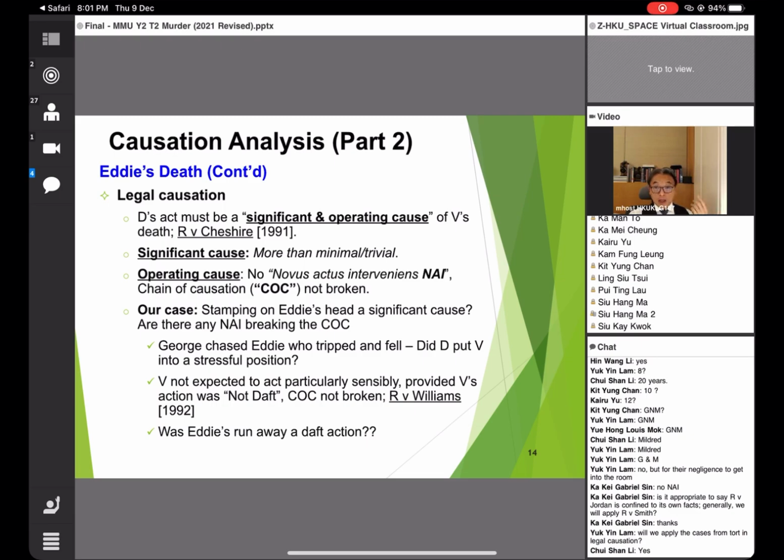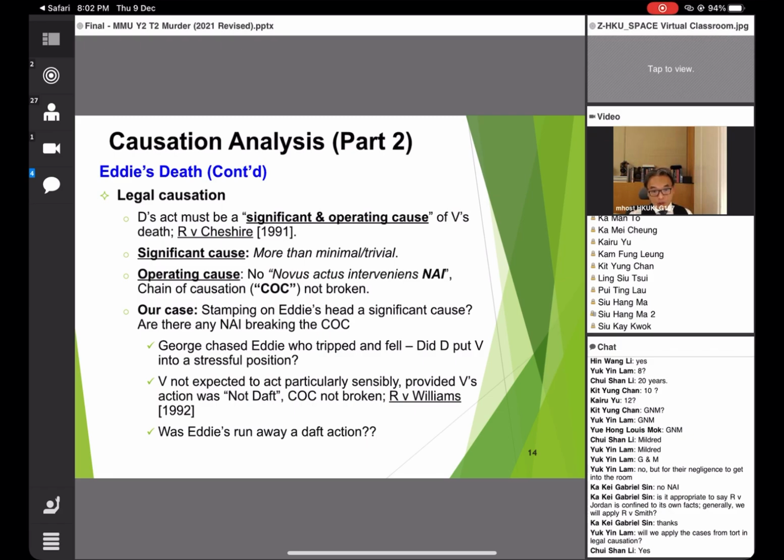Okay, now, you also have to look at the case R v Williams, 1992. Williams said that the victim is not expected to act particularly sensibly, provided that the victim's action was not daft. If the victim's action was not daft, the COC would not be broken. So let us say Eddie had an argument with George, and then George chased after Eddie, then Eddie was running away. Would you think that is a daft action? Would anyone think of that as a daft action?